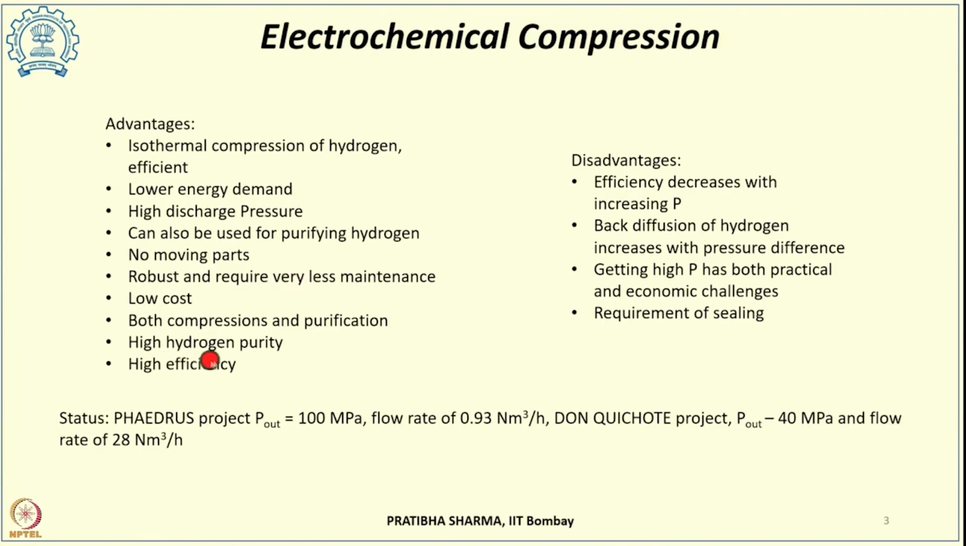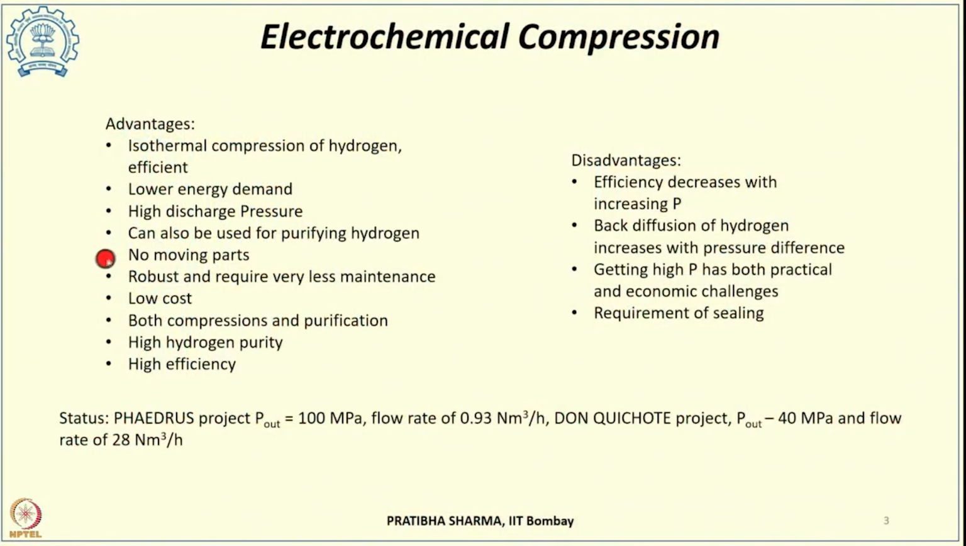We can achieve high hydrogen purity and high efficiency with these compressors, but high efficiency at comparatively lower flow rates. So these are meant for low flow rate operations. At the same time, these electrochemical compressors can be used for both compression as well as purification.